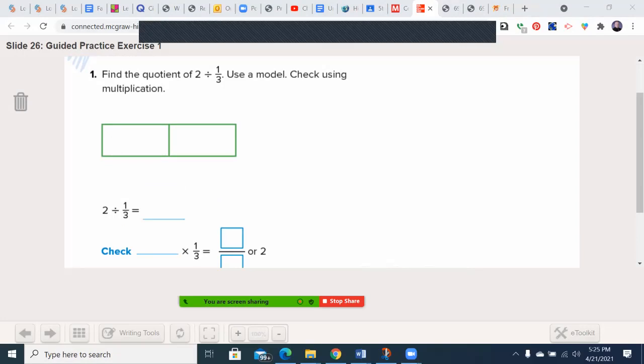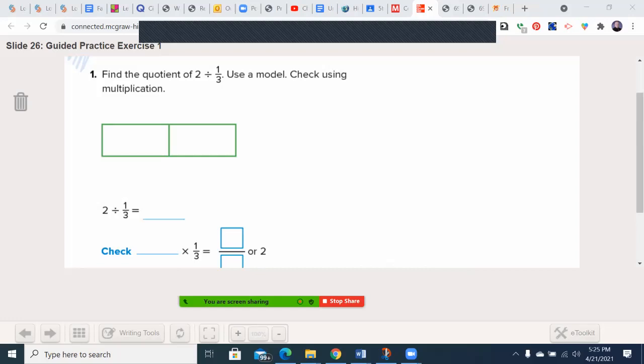So follow the exact same steps that we just did. They've already drawn the 2 for you. Now you need to split it into thirds and go from there. You can pause the video while you do the work. Unpause the video and you're ready. You may pause the video now.